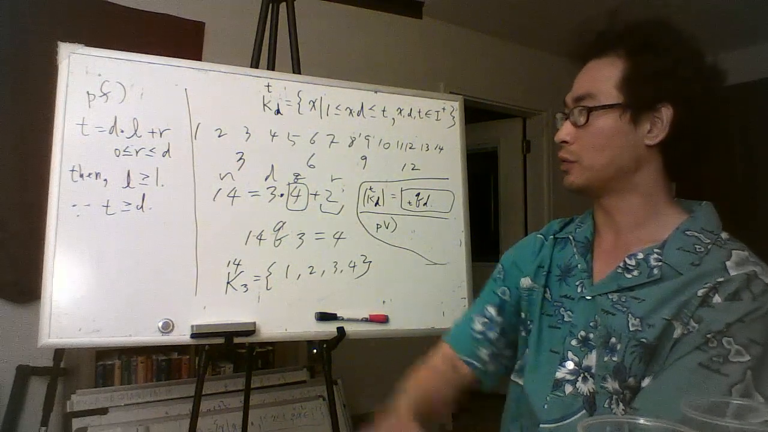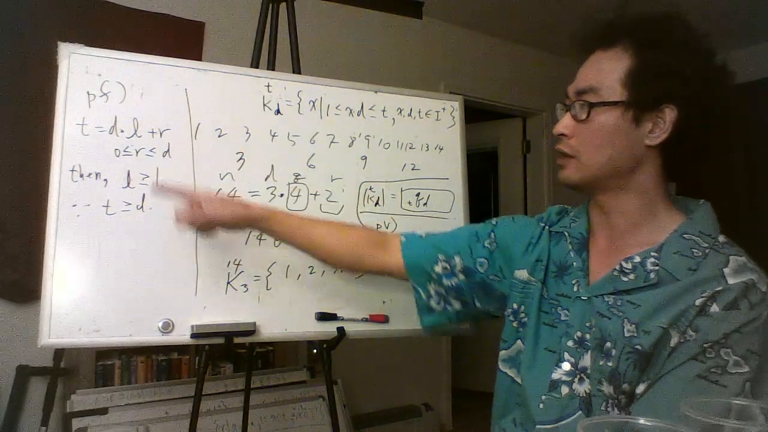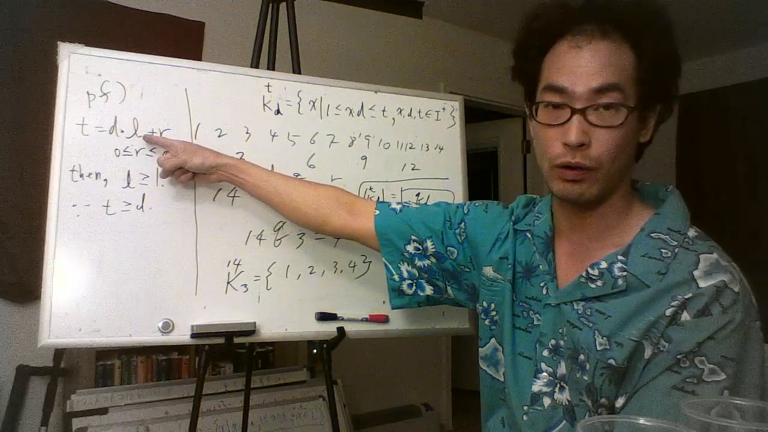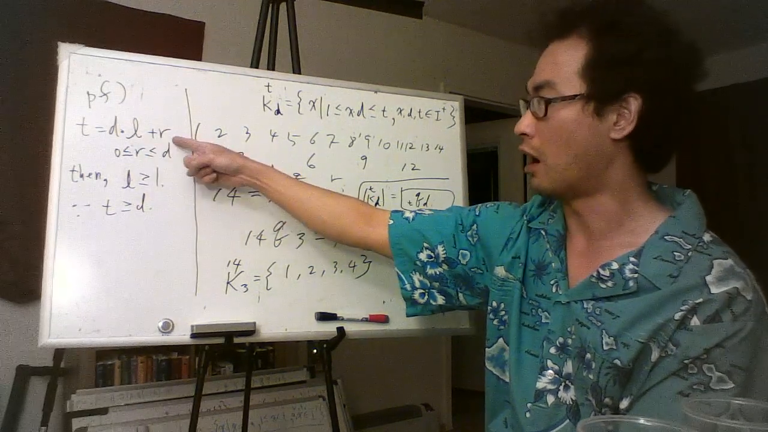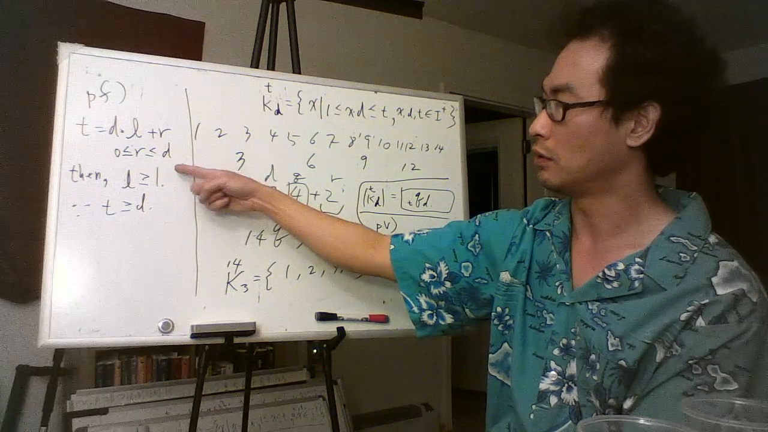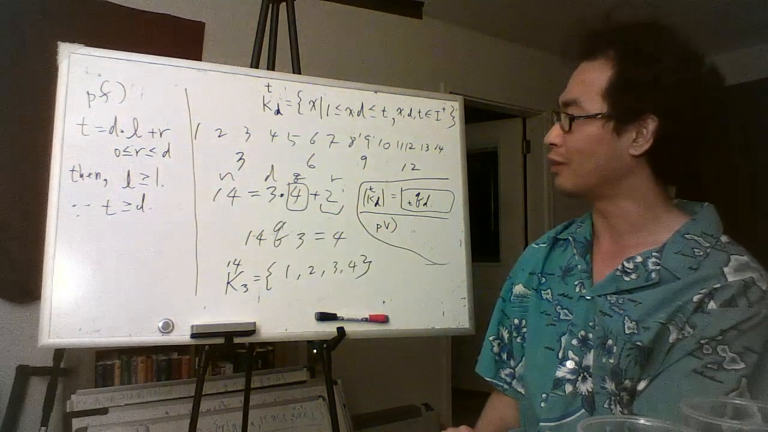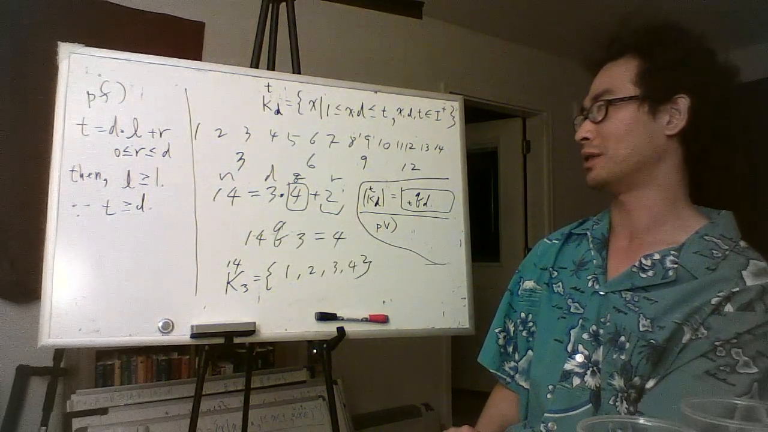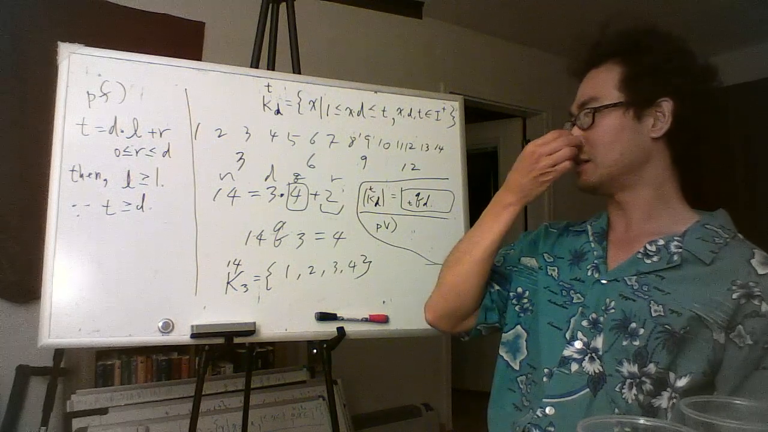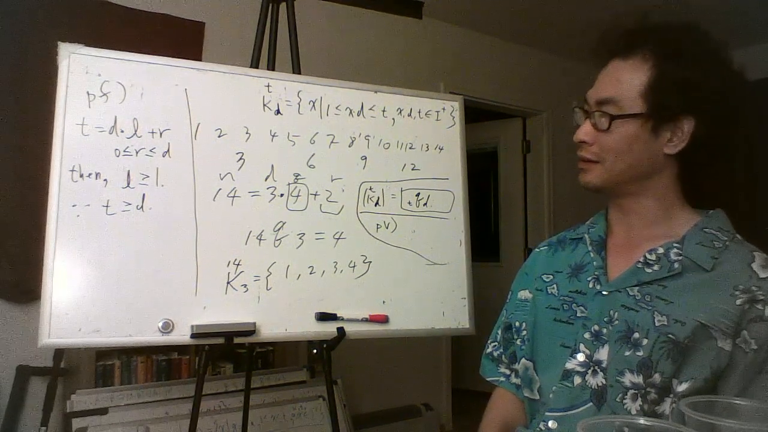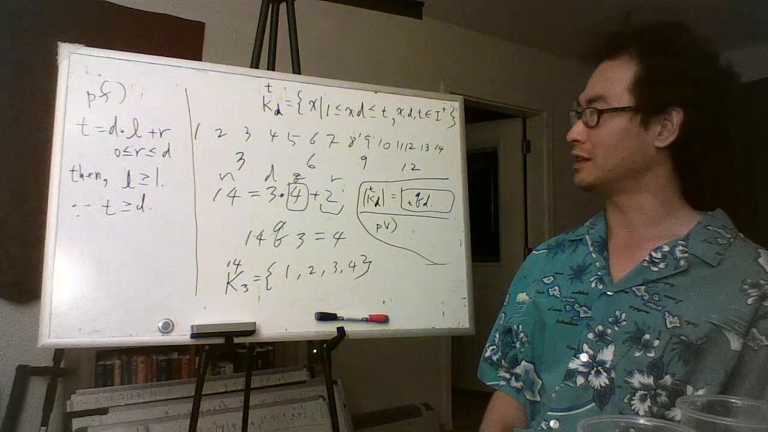Why? Because R is small, right? R is smaller than D. If L is 0, then T is R, which is smaller. Yeah, that can be equal, right? But let's see. This is why it's so tricky.